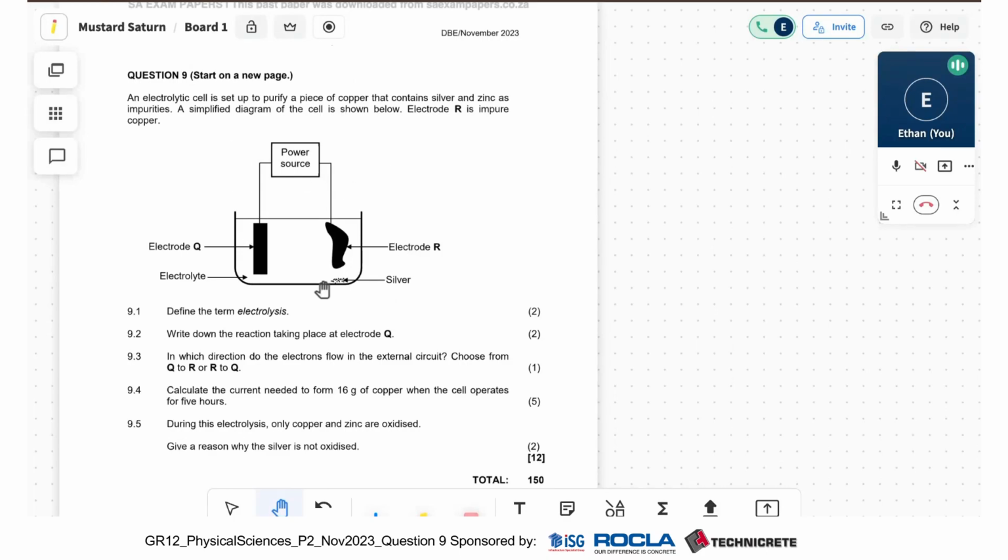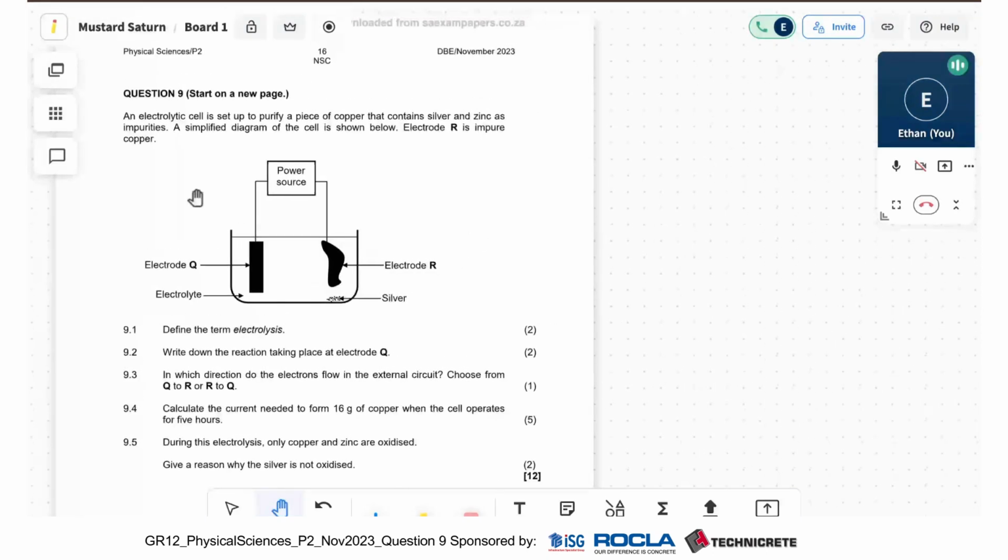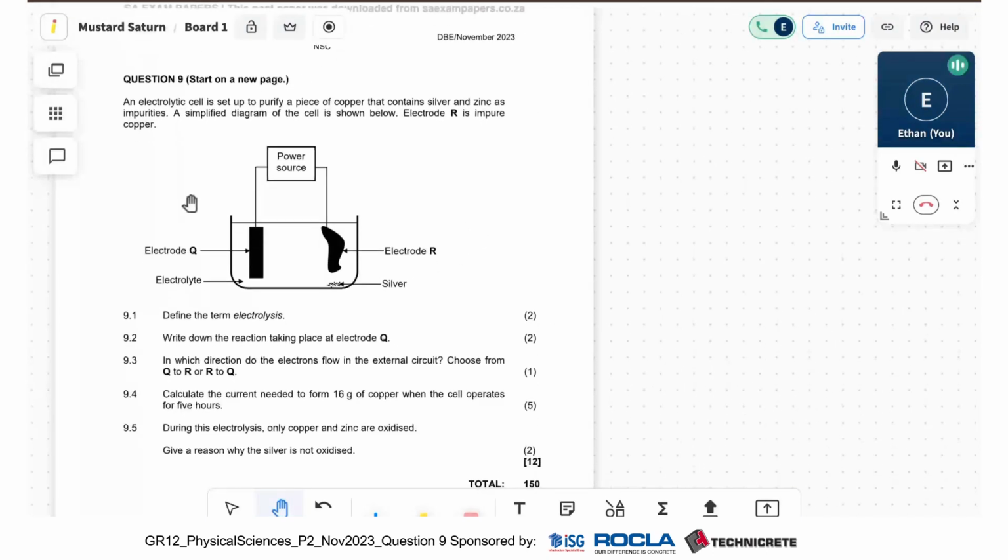Again, we're dealing with electrochemistry. It's a short question, only 12 marks, but every mark counts. So without delaying any longer, let's get into the question.